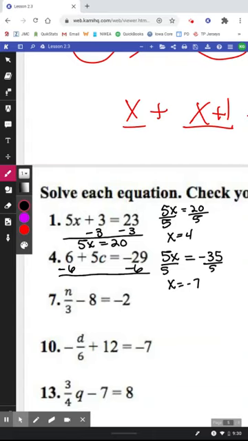On number 7 here, there's no distribute. There's no combined like terms. So I'm going to add 8 to start. That gives me x divided by 3 equals 6. x is being divided by 3, so the opposite would be to multiply by 3 on both sides. Those would cancel out. And so x is 18.